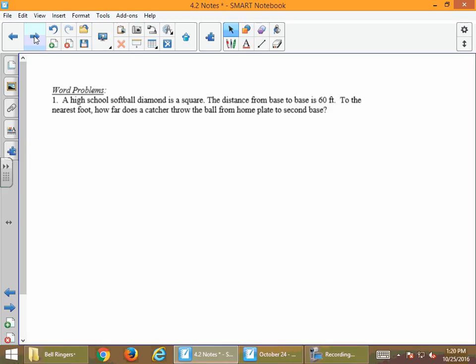So when Coach Thomas asks you this question, you're going to know the exact answer right now. A high school softball diamond is a square. Think about turning a square sideways. It's a diamond. The distance from base to base is 60 feet. Is that true? Okay, good. To the nearest foot, how far does a catcher throw the ball from home plate to second base? Do you know?